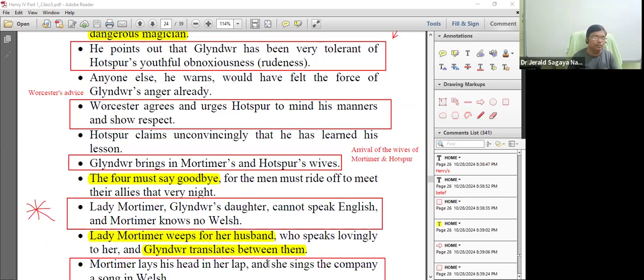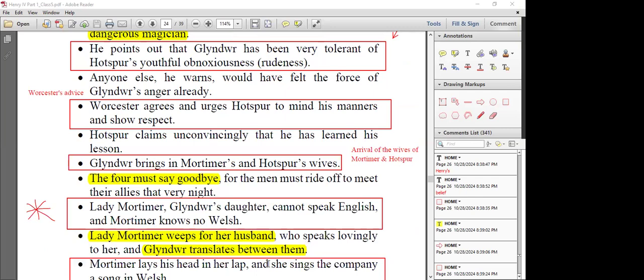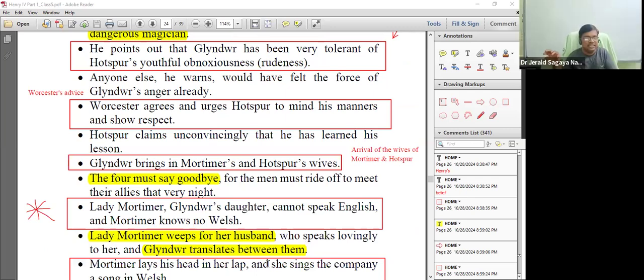Who are the two newcomers? One is Hotspur's wife. What is Hotspur's wife's name? Kate. She is called Kate and she is also known as Lady Percy. And then you have Mortimer's wife who is also brought in. And why are they brought in? Because these ladies must say goodbye to their husbands and the husbands should say goodbye.